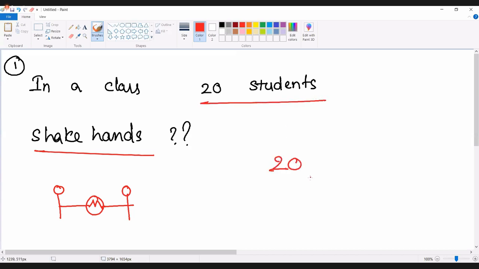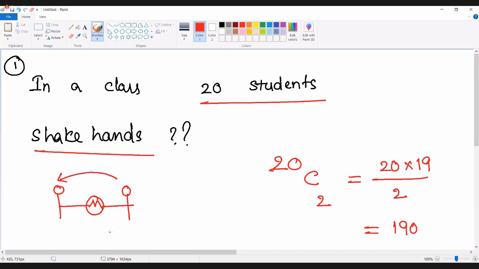So out of 20, choose any 2, that will be possible in 20C2. 20 into 19 divided by 2, 190 shake hands are possible. Without cyclic shake hands means if this person is giving to him, no need of counting the other one. So it will be counted as only one.